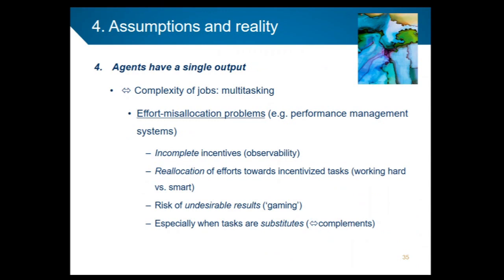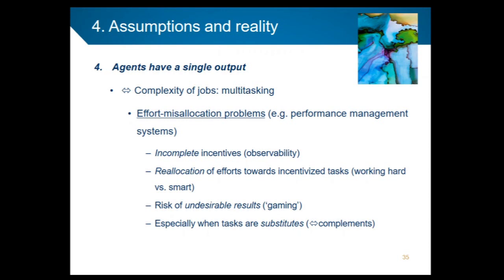The fourth assumption is that agents have a single output, a single task. Now, in reality, in most jobs and organizations, they are multidimensional. And it's far harder to measure employees' output or productivity when it consists of multiple dimensions. Therefore, some organizations have introduced multidimensional performance management systems. So these are systems that plan, monitor, and evaluate employees' efforts. However, when they are not designed well, the systems might backfire, and they might lead to what we call effort misallocation problems. To explain this, I will use the example of junior professors like myself.